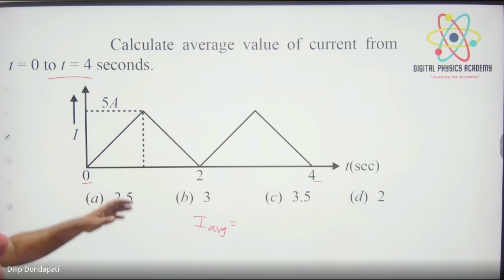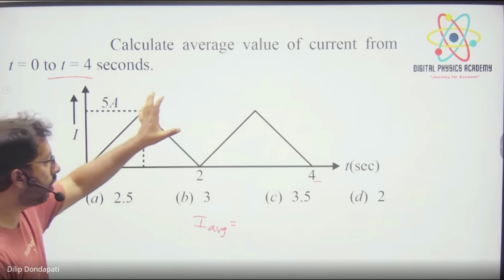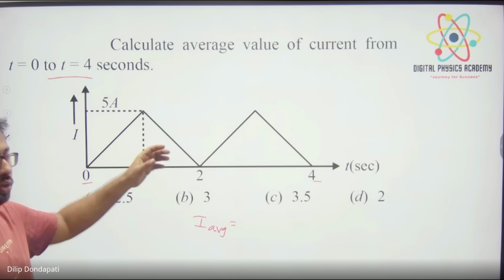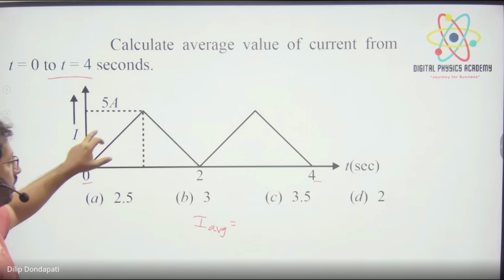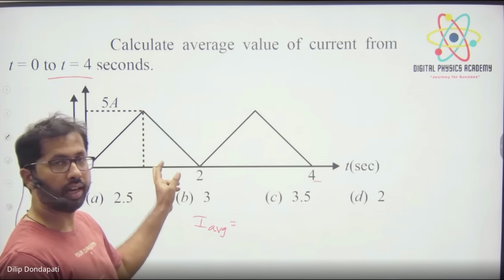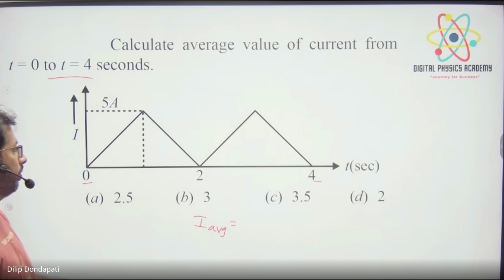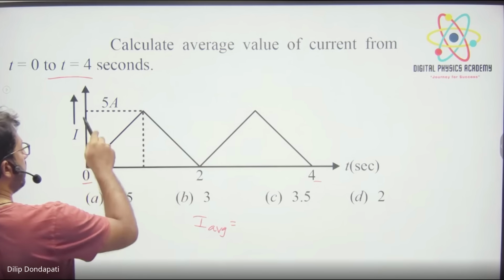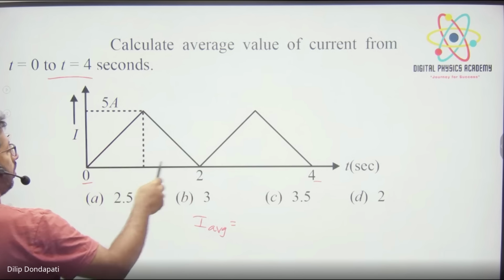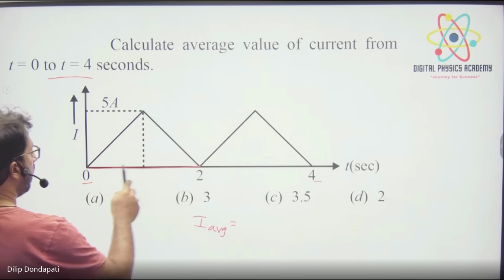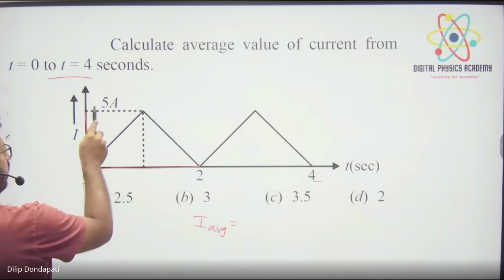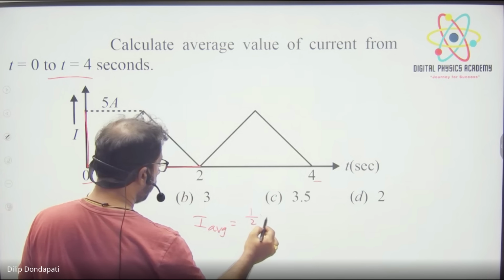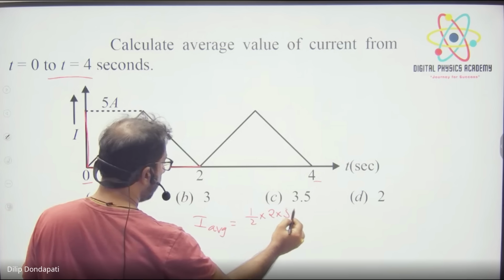Clear? How to find the average value of current? Total area under the graph upon the class interval. So what is the area of this? Which shape is this? Triangle. The area of a triangle is what? Half into base into height. The base is 2 and the height is 5, right? So half into 5, base into height.